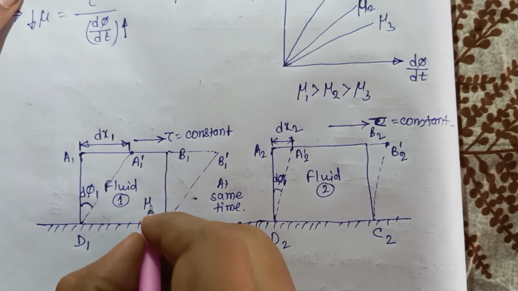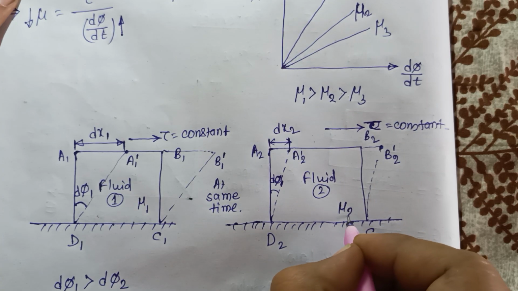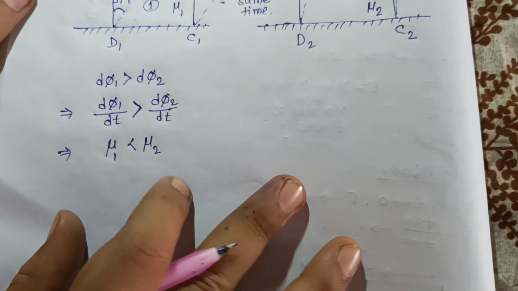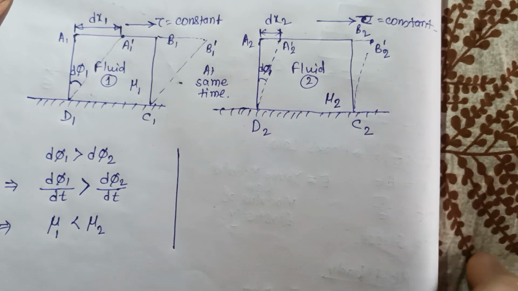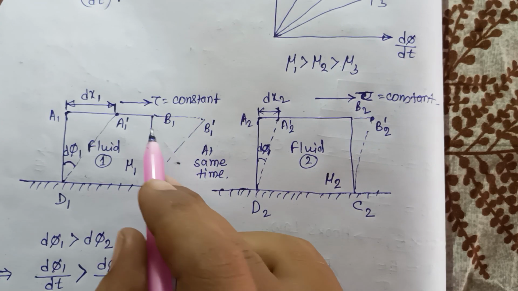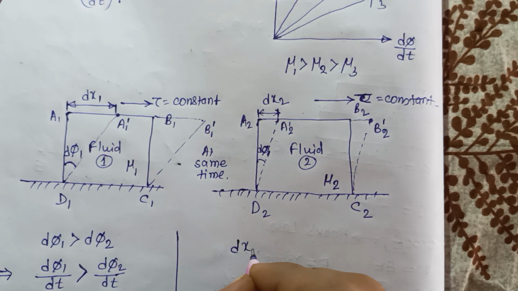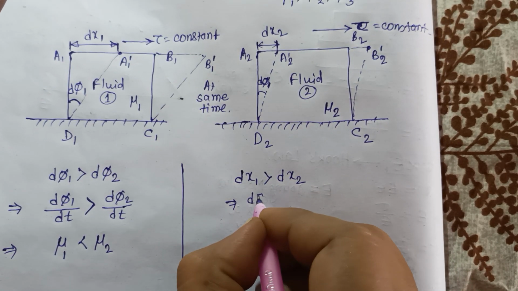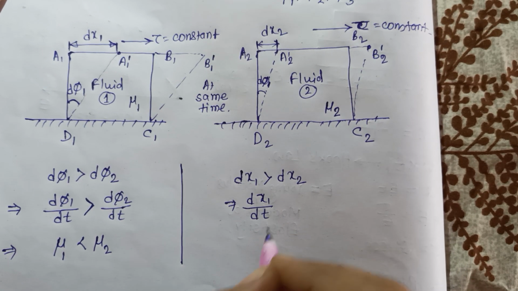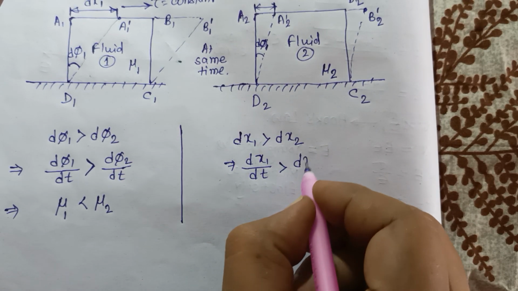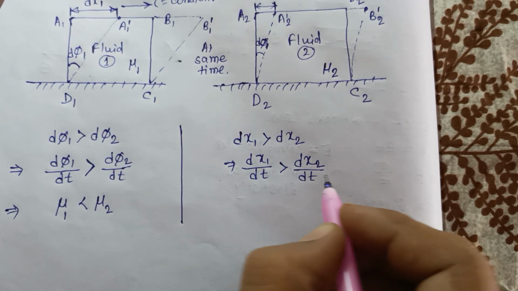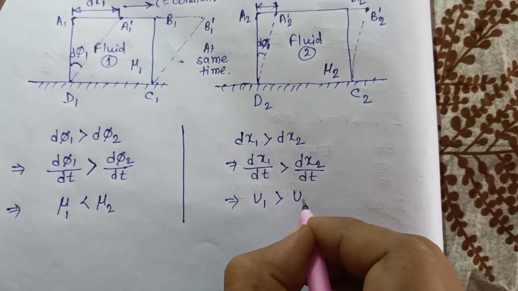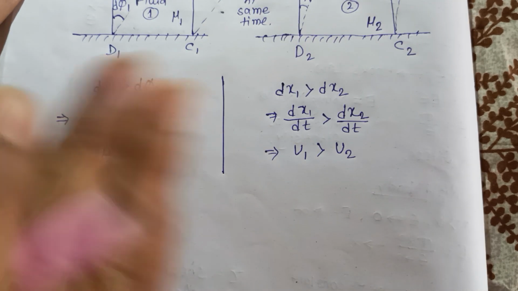So this is mu 1 and this is fluid 2, this is mu 2. It is a property of the fluid. Okay, mu is the property of the fluid. Now here you see that dx1 is greater than dx2. So from here dx1 by dt must be greater than dx2 by dt. So from here you can say that u1 is greater than u2. Okay, so important concept.